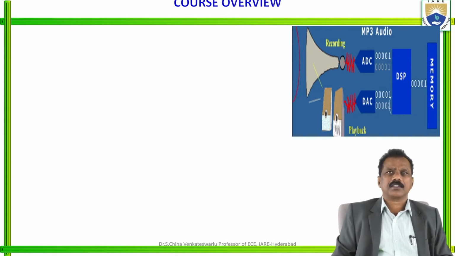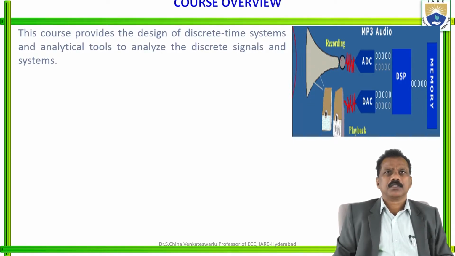So this is the overview of DSP, digital signal processing. If you want to implement DSP, we require an input. The input may be a .wav file, an analog signal, a sensor, or whatever it is. This course provides the design of discrete time systems and analytical tools to analyze discrete signals and systems.